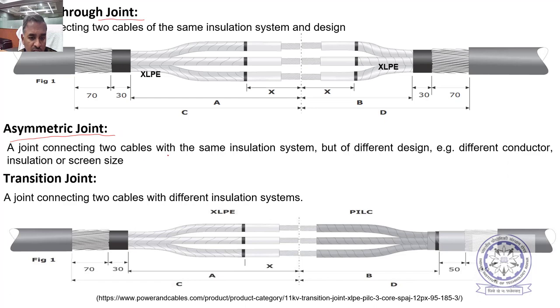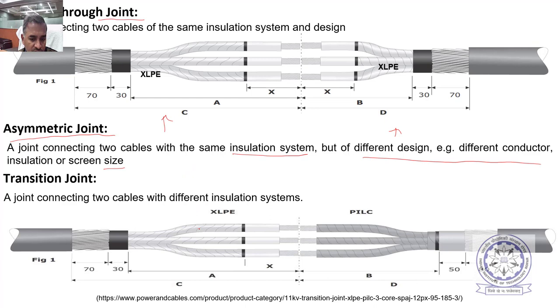Asymmetric joint means a joint connecting two cables with the same insulation system, meaning both sides are XLP, this side also XLP, but of different design. So on one side the conductor size or insulation screen size etc. are different from the other side. In that case it is called an asymmetric joint.